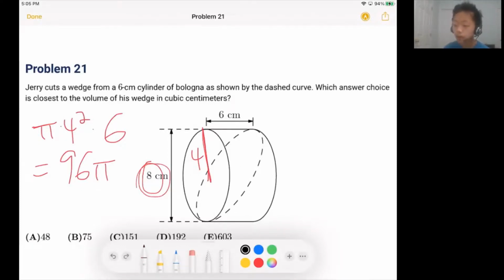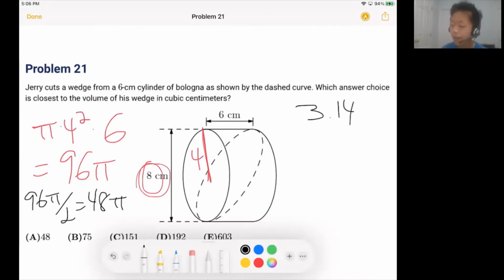So each of the 2 wedges that Jerry creates is going to have half the volume of the entire cylinder. So the volume of each of his wedges is going to be 96 pi divided by 2, which is 48 pi. But of course, 48 pi is not in the answer choices, and that's because they want us to approximate it. So a lot of times you can just approximate pi as 3.14 and multiply it by 48, because clearly none of the answer choices have a pi in it. They want us to approximate it.